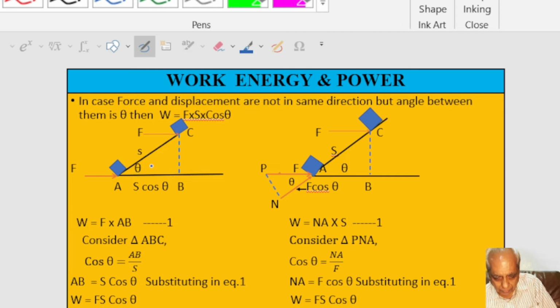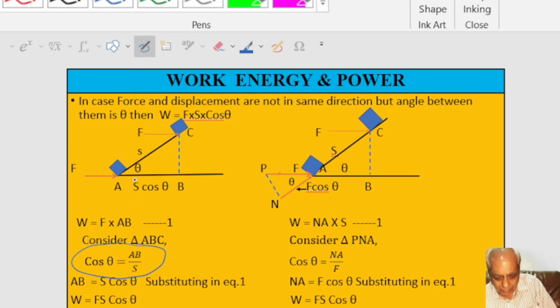Now cos theta would be AB upon AC. I have written it here. Cos theta is equal to AB upon S. By definition of cos theta, AB upon S. So what is AB? S cos theta. As AB is S cos theta, what is work done? Force into displacement. So force F into displacement S cos theta. So W is Fs cos theta. So this is the derivation, that if my displacement is at an angle theta with the direction of force, then work done is Fs cos theta.